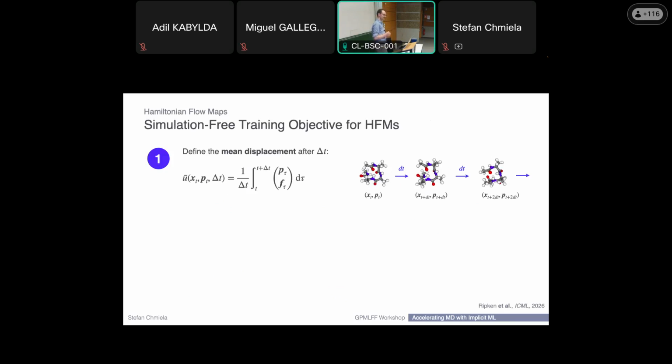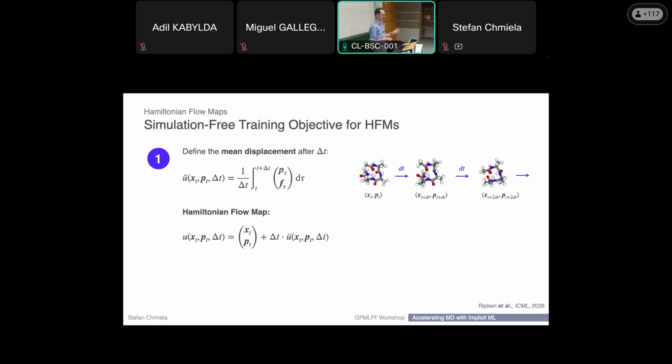It's defined as a function that predicts the mean momentum and force after a given time step delta t. Right? So it's defined as the integral over the momentum and the forces over this time interval, starting at our initial position x. So x is the geometry and t for the momentum. And if we had such a function, then we would be able to define a Hamiltonian flow map as specified in the previous slide, just using one single integration step.